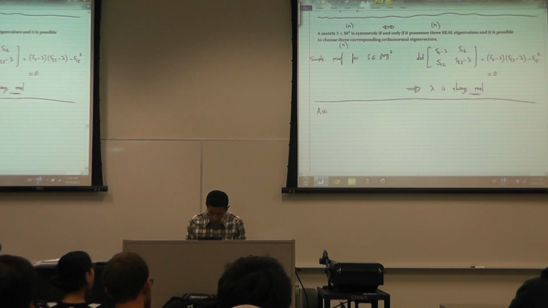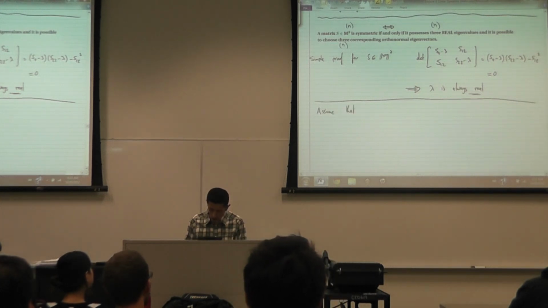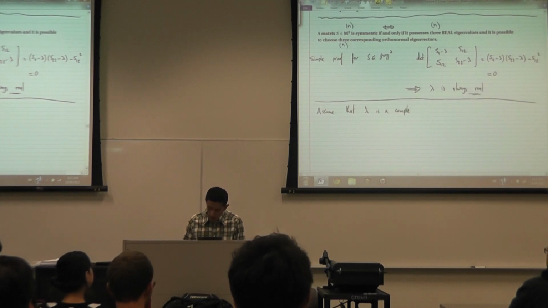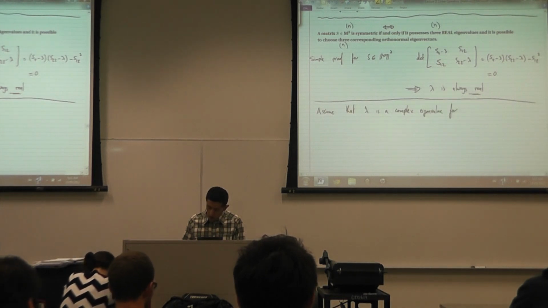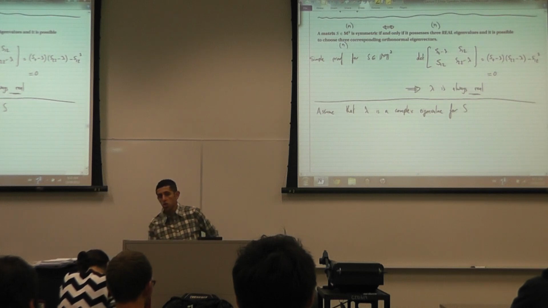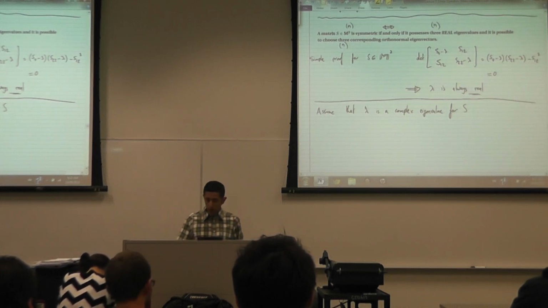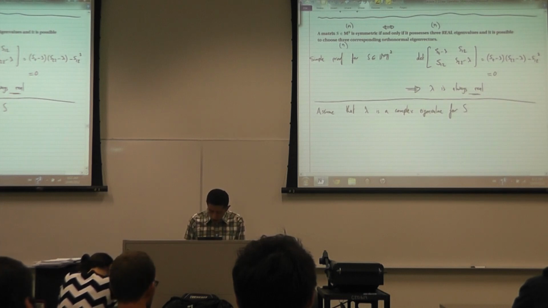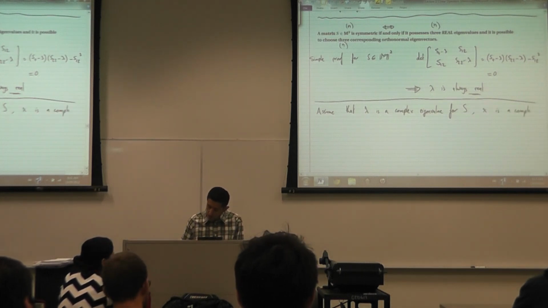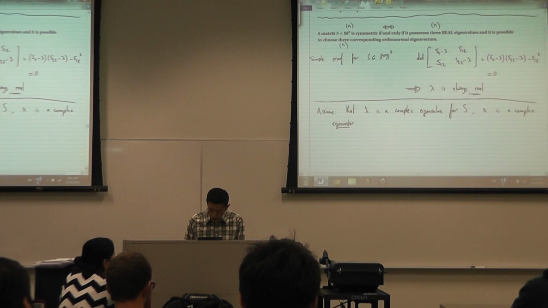I'm going to assume that lambda is a complex eigenvalue for S. So we'll just argue by contradiction. Okay, what will happen if lambda is a complex eigenvalue of S? Then x is a complex eigenvector. And you have Sx equal to lambda x.